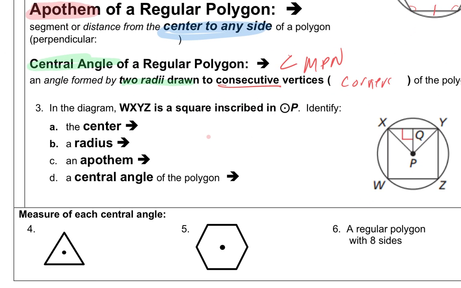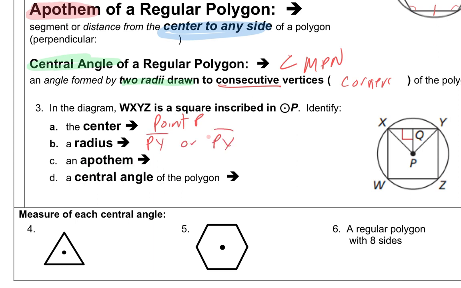In this, it says WXYZ is a square inscribed in circle P. We see a circle with P. Inscribed means that all four corners are touching. So pause the video, see if you can identify all these. Center is point P. Radius goes from P to the corner, so PY or PX.